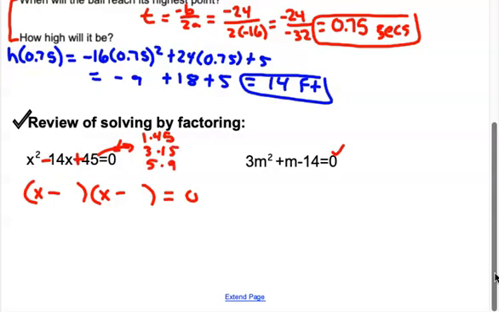All right, so those are my options. I have 1 and 45, I have 3 and 15, or I have 5 and 9. If I look at 5 and 9, those will make 14, so I have a negative 5 and a negative 9. Those multiply to positive 45, but they add to negative 14. So I put 5 and 9. It doesn't matter which order, since both of my parentheses have a minus sign.